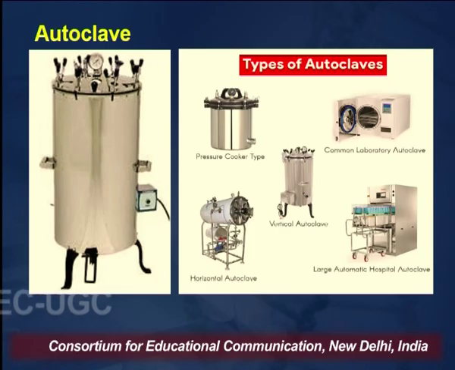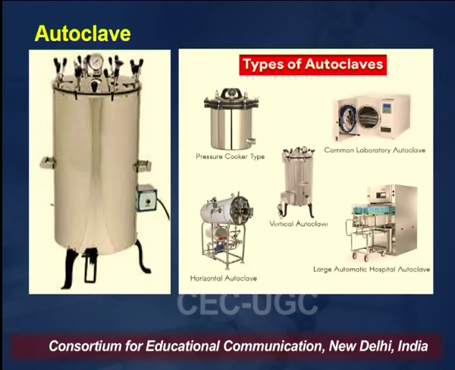These are the different variations of the autoclave. Once you have your lab, you have to decide which type of autoclave you want to use. If you have only a few instruments which you need to sterilize, you will use a pressure cooker type autoclave. It is a very small autoclave and can be used for a few instruments. Then you have the vertical autoclave, which you use for larger experiments, when you have large instruments or more cultures to be autoclaved.